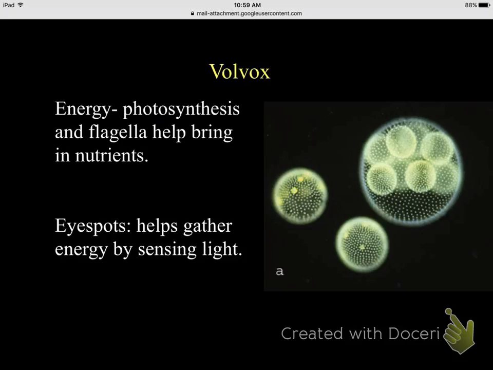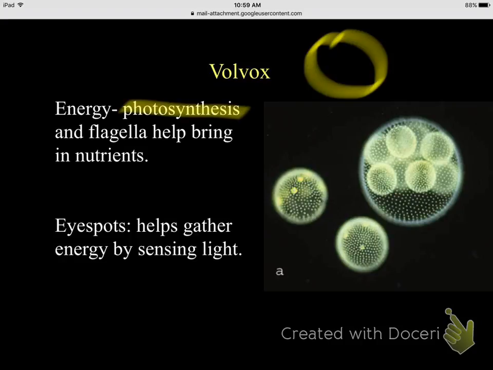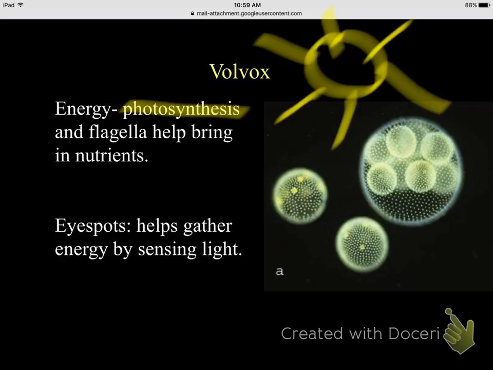To get its energy, the volvox uses photosynthesis. So we know that photosynthesis is when it uses the sun to capture energy that the cell can use. And then it also has flagella. It's like the little whip-like tail that we talked about with the euglena. And the flagella help bring nutrients into the volvox. The flagella also will help the volvox move too. So it has multiple roles.